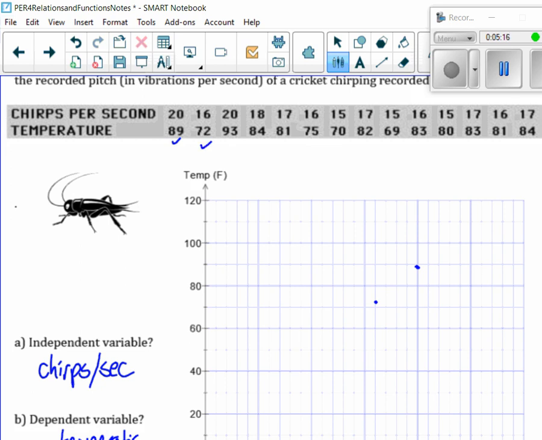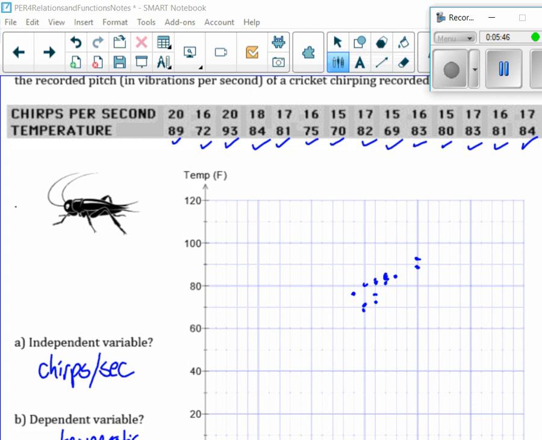20 is 93. By the way, is this a function? No, it already failed, hey? 1884. Okay, so they're all clumped together like that, hey?